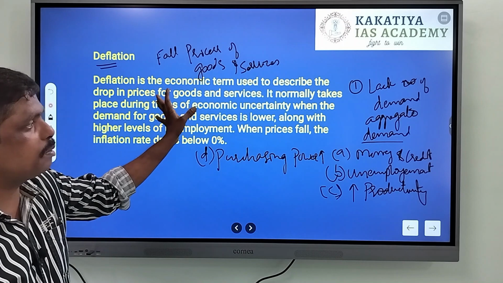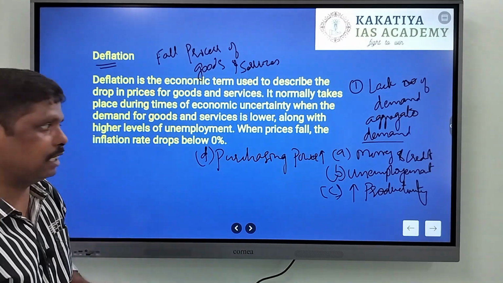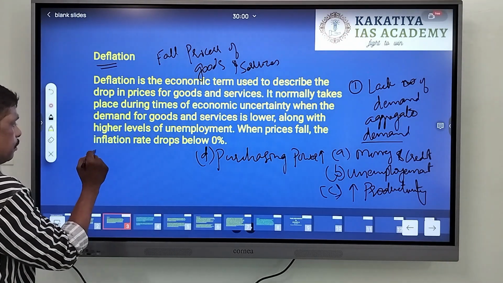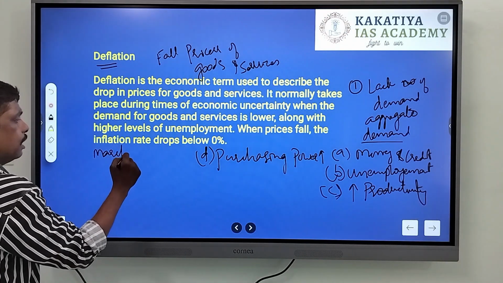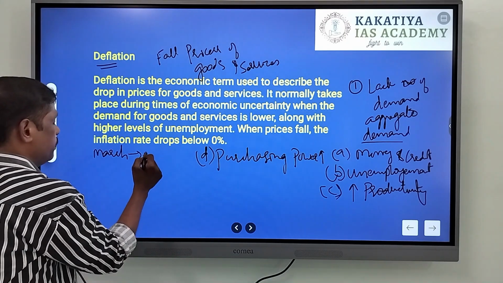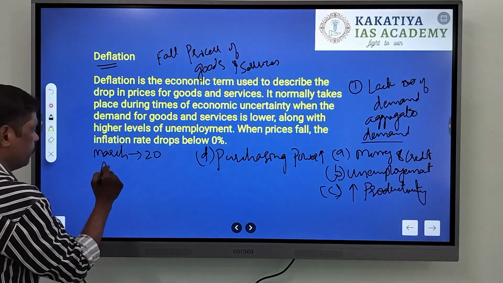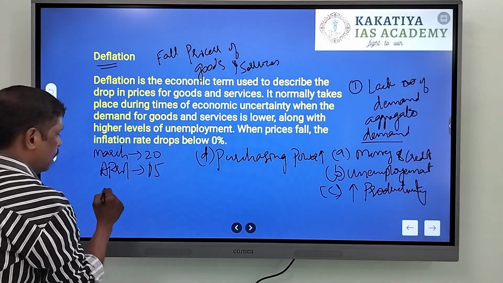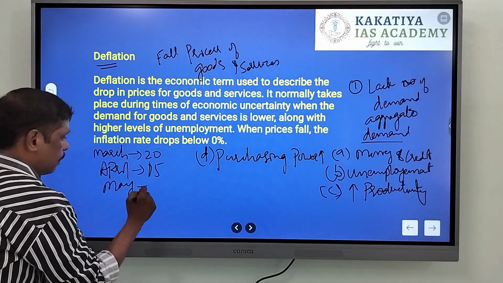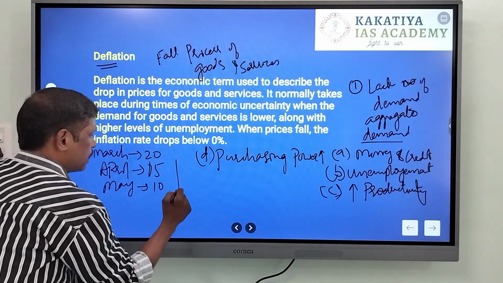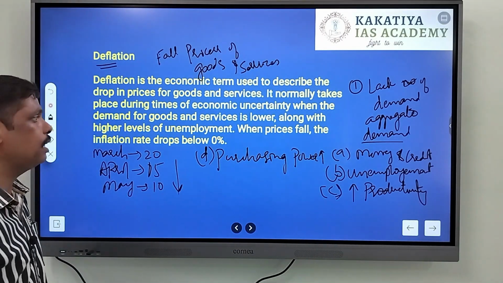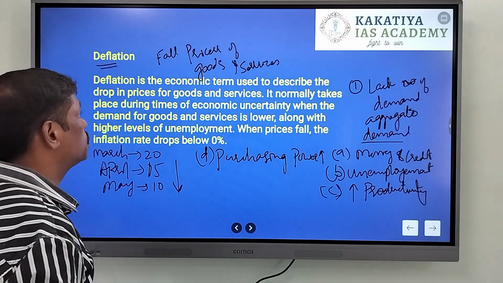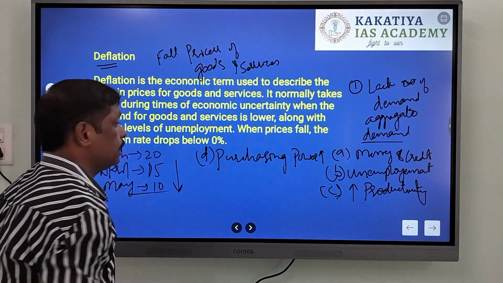So deflation can be because of different reasons. Let me give one example, the same example of onions. In the month of March, let the price of onions be 20 rupees. In the month of April, think that the price has come down to 15 rupees, and in the month of May, the price has come down to 10 rupees. That means there is a continuous fall in the prices of these goods. So this situation is called deflation.